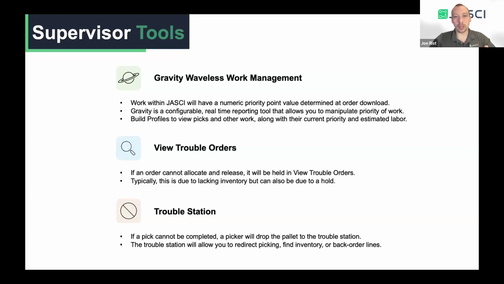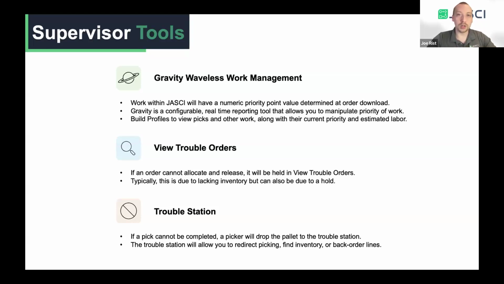And then on the flip side of that, you have the trouble station. The trouble station is what you'll use if there was an issue during the picking process. If JASCI thought there was inventory somewhere and the user gets there and physically they don't have enough or it's the wrong SKU or whatever may happen, they can hit the cut button. And if there's not enough inventory left to allocate on the fly during the picking flow, we'll guide that user to drop the pallet off at the trouble station after they've picked everything else for it.